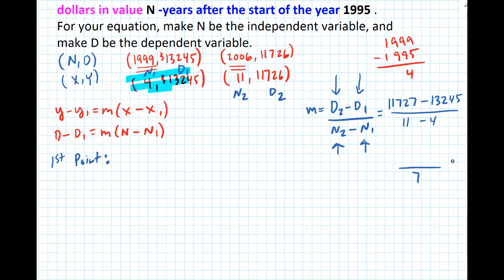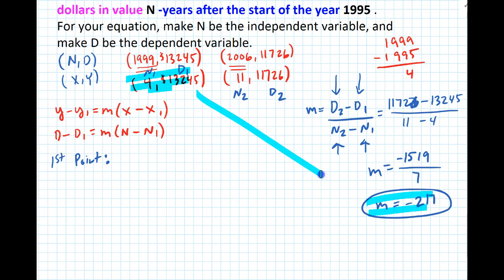And again, I'm going to use my calculator to subtract the 11,726 minus 13,245, that's going to be negative 1,519. And when I divide that by 7, I get negative 217 again for my slope. So now I've got my slope and my first point here, and I can plug it into my point slope form, and I'll be done.